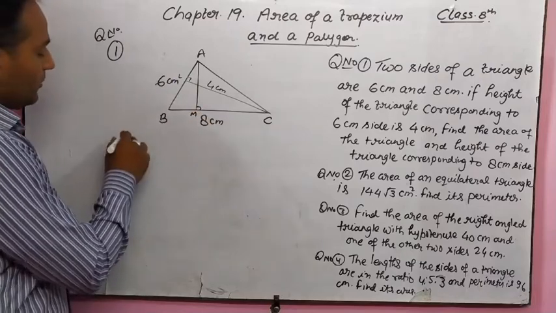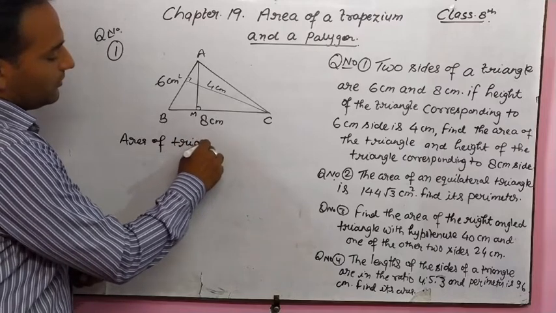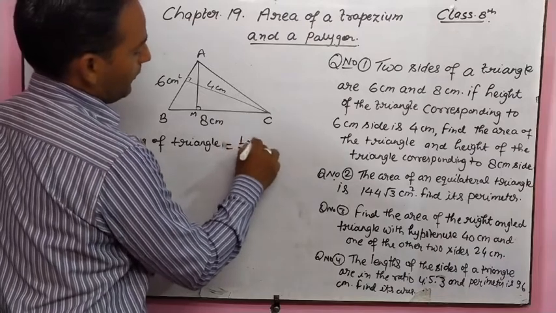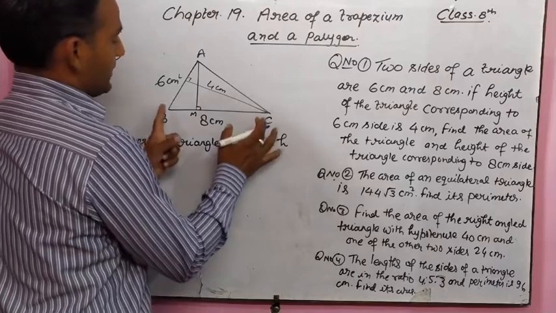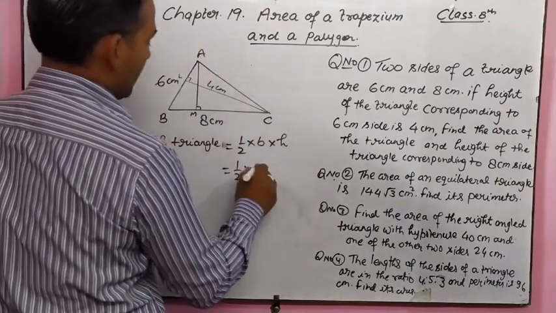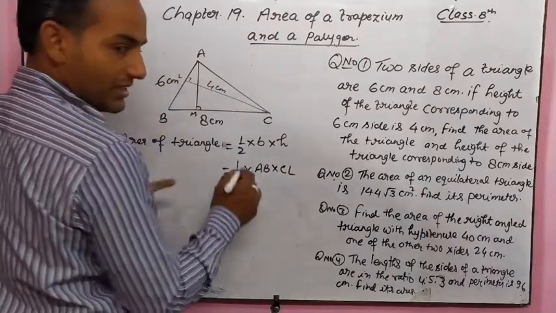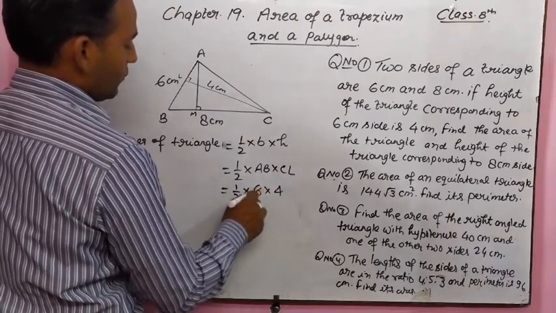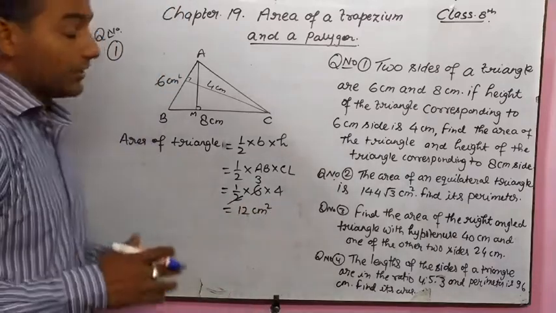As we all know, area of triangle is equal to 1 upon 2 into base into height. 1 upon 2, base is 8, height is this, but we don't have height. So we'll take base as AB and height as CL, which is given already. So 1 by 2 into base is 6 and height is 4. 2 3s are 6 and 3 4s are 12 centimeter square will be the area of the triangle.